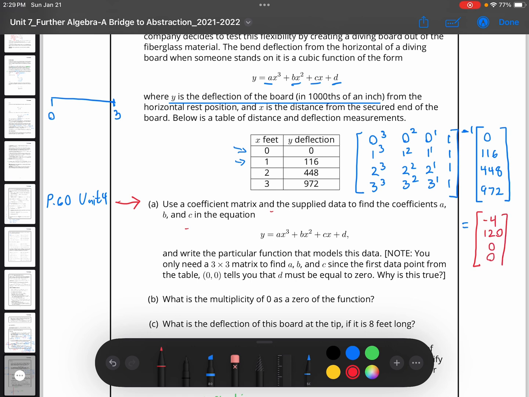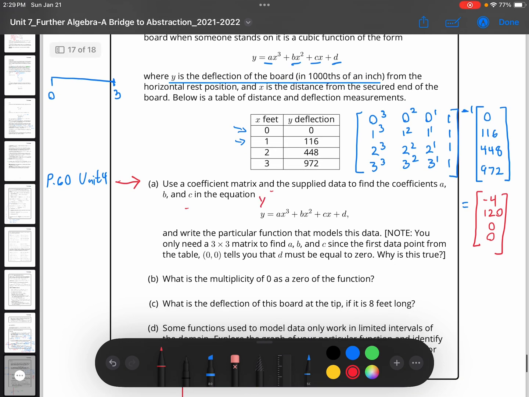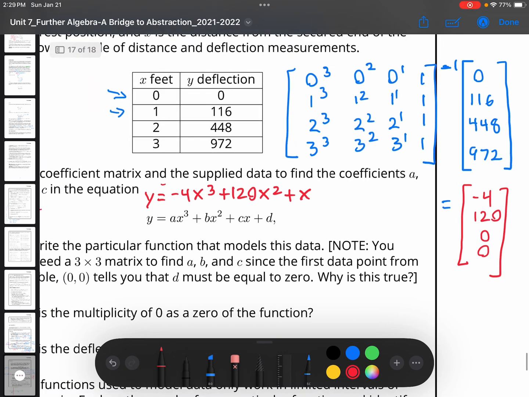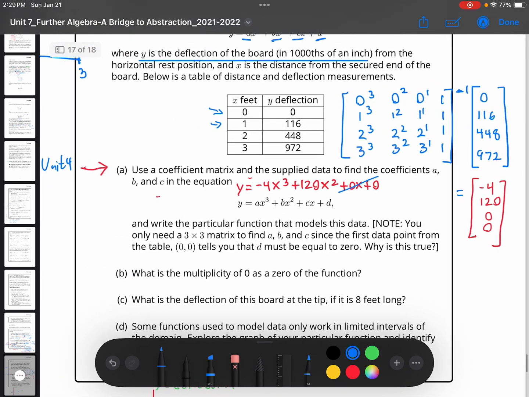So what that means is that this answer would be y is equal to -4x cubed plus 120x squared plus 0x plus 0. Of course, these last two parts we don't have to write. We can just write what we have there. Okay, so now we can go ahead and answer the rest of this with the formula we just got.